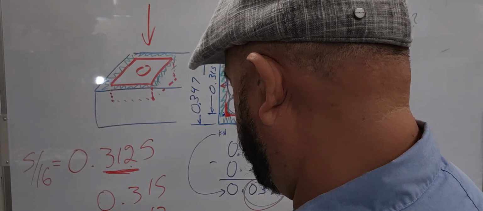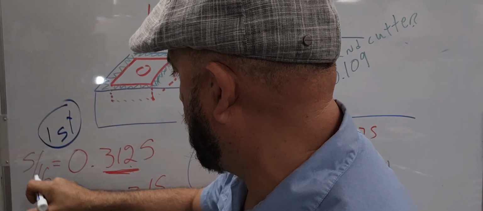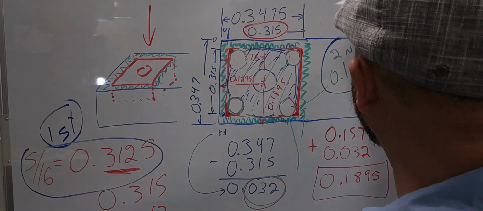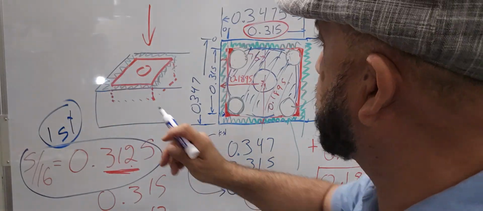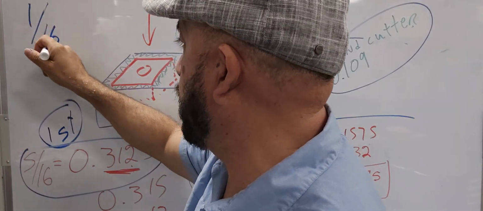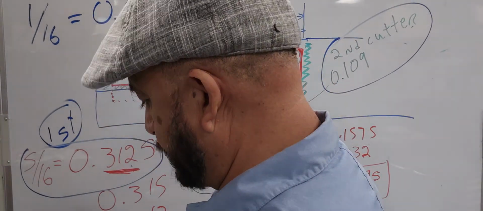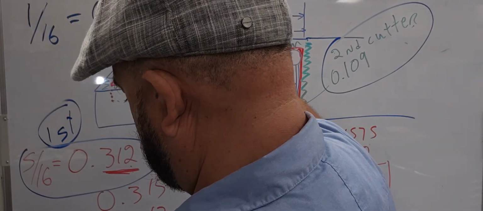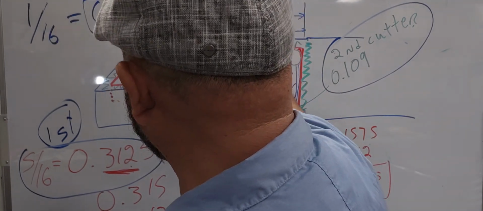So this is the first tool. Okay. This is the second tool, cutter. And this one, like I mentioned, the third one, this one is going to be 1 divided by 16 or 0.062. And then there's a 5 10,000. But we're gonna focus on this number, 62,000.